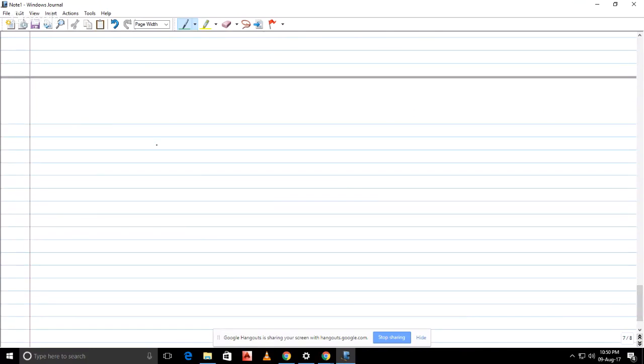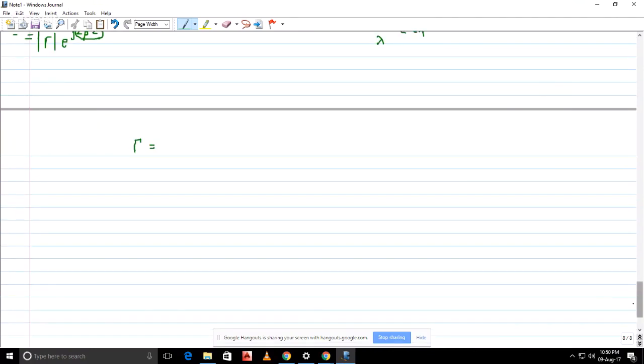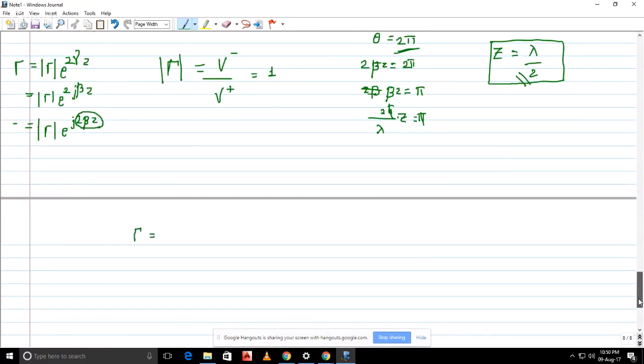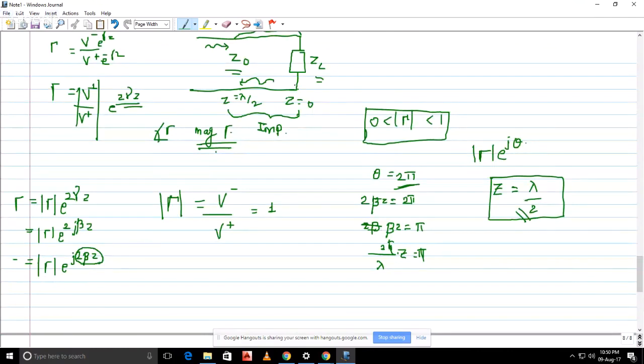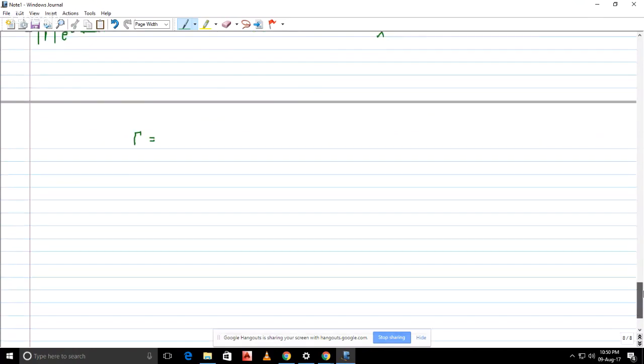So let's say the maximum value of gamma is 1, and when will it be 1? Second thing, we have understood that gamma depends on the amount of mismatch. If I have Z0 mismatched with ZL, then I will get reflections. So I can even represent gamma in terms of impedances. If I have ZL as an impedance, gamma is ZL minus Z0 upon ZL plus Z0. I'm not proving this now. This is actually the magnitude.